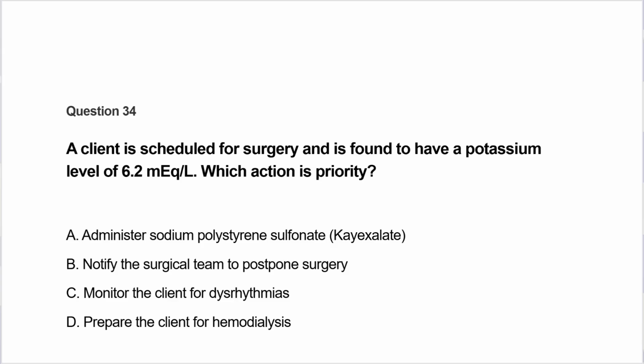34. A client is scheduled for surgery and is found to have a potassium level of 6.2 mEq/L. Which action is priority? A. Administer sodium polystyrene sulfonate, Kayexalate. B. Notify the surgical team to postpone surgery. C. Monitor the client for dysrhythmias. D. Prepare the client for hemodialysis.